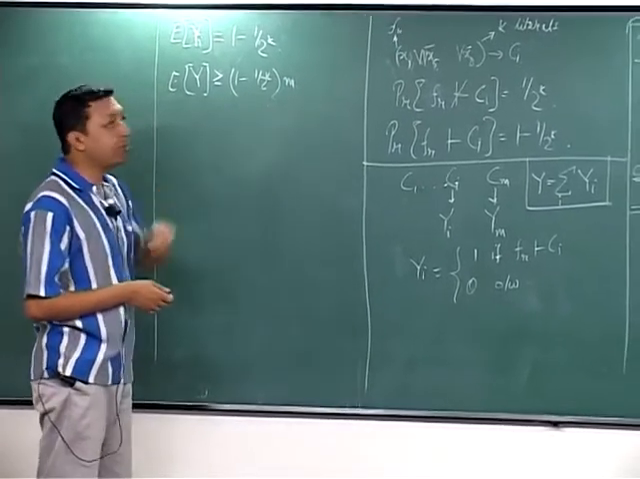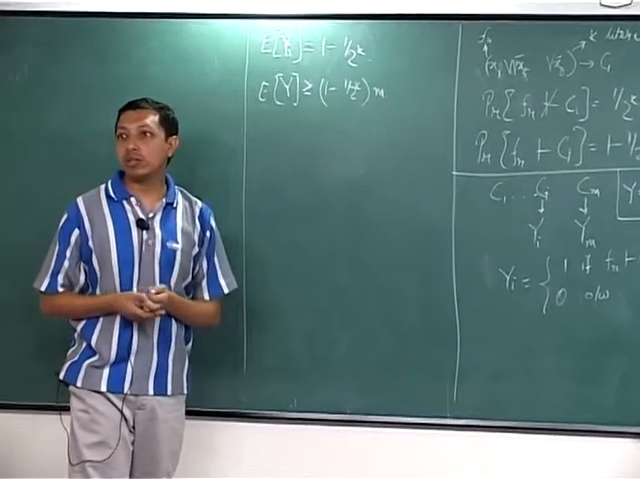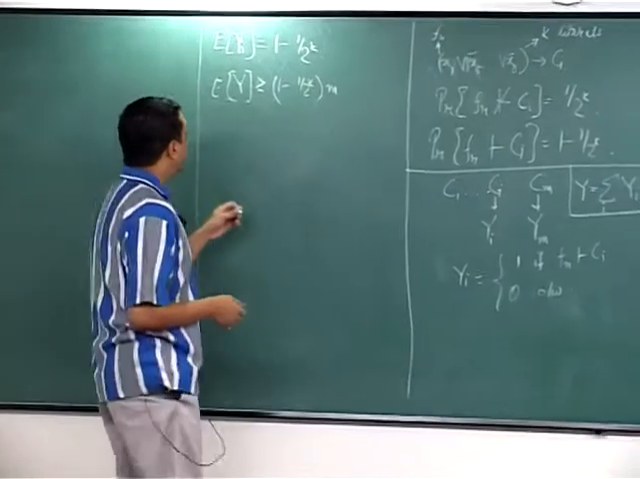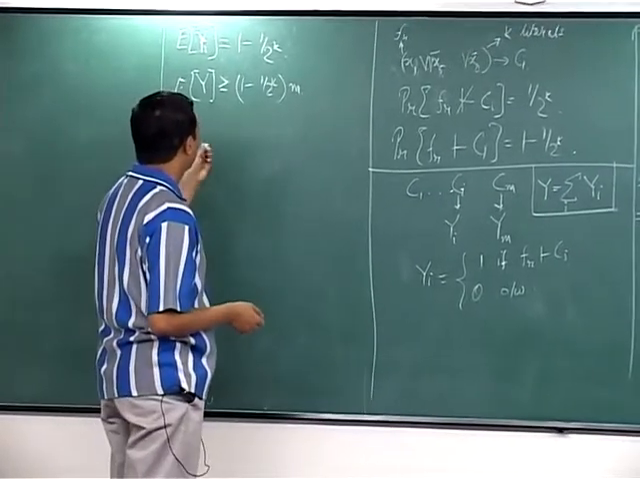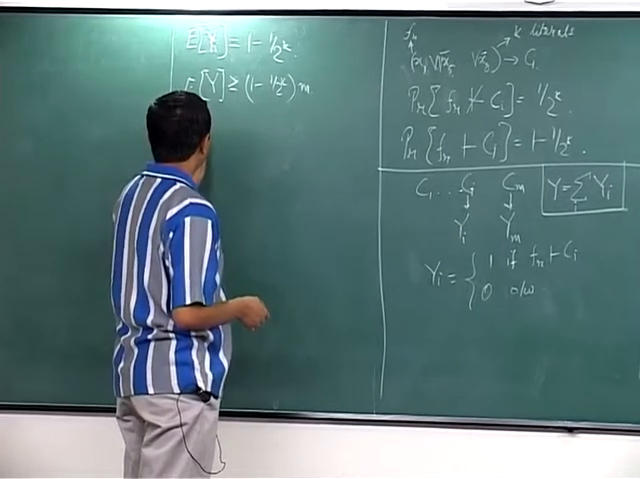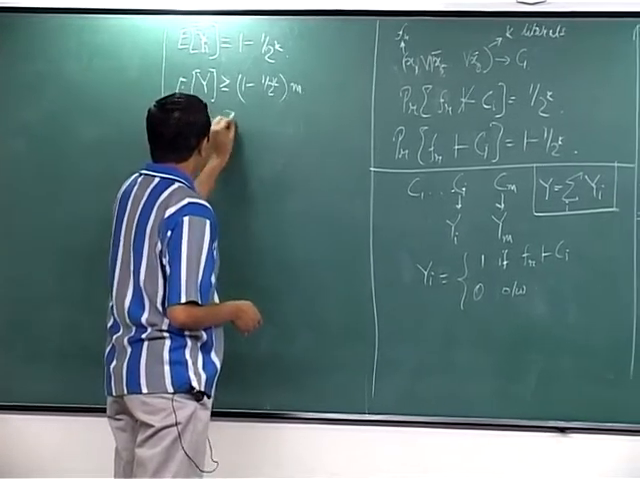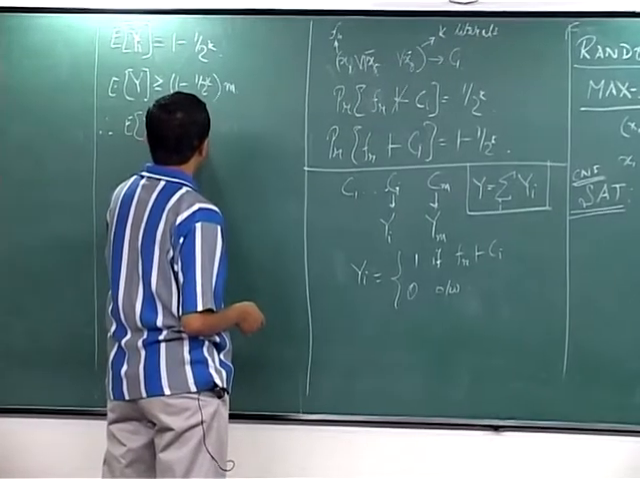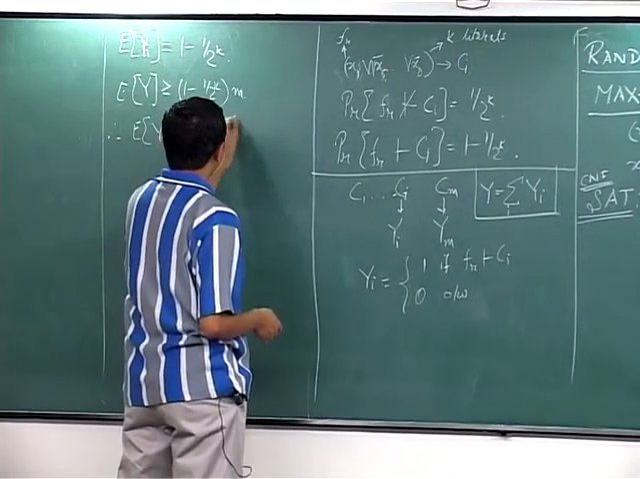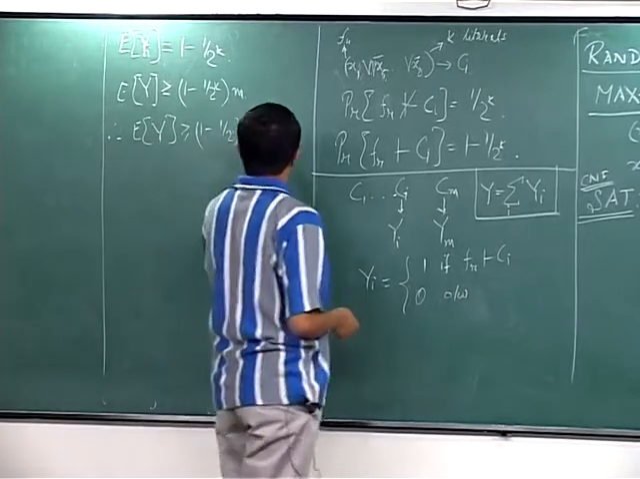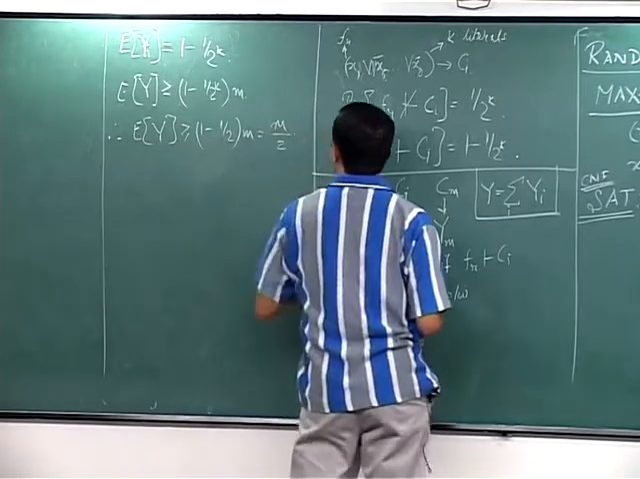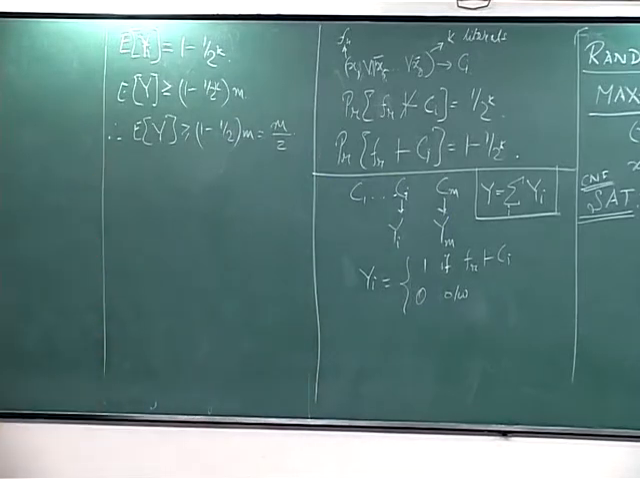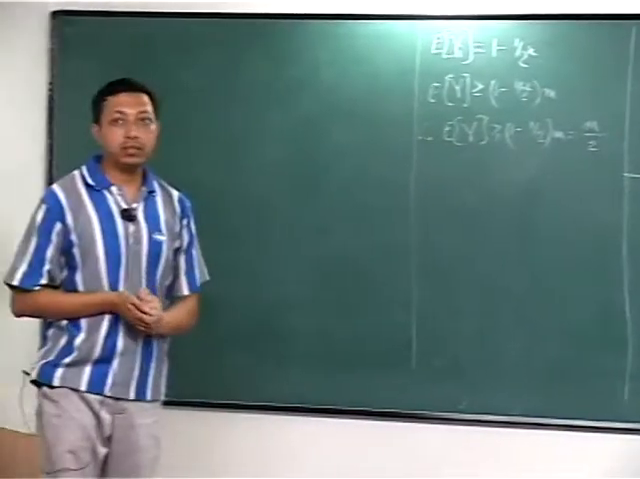But what is the minimum value of k? What is the minimum value that k can take? It's 1, right? So what this means is that the expected number of satisfied clauses is at least 1 minus 1 by 2 times m. So what it says is that m by 2 clauses are satisfied.